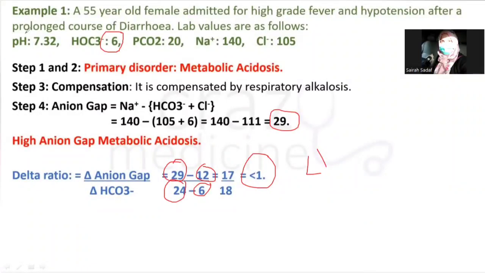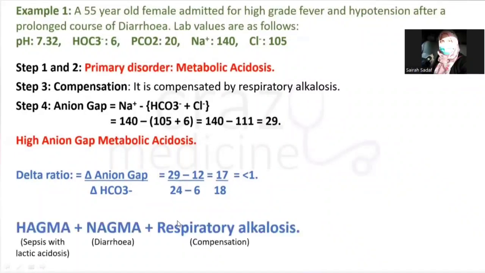HAGMA plus NAGMA. Okay, Jennifer is saying it's HAGMA plus NAGMA. Everyone is saying it's HAGMA plus NAGMA. So yes, it is HAGMA plus NAGMA, and the patient also has compensatory respiratory alkalosis. Although I'm still not in favor of respiratory alkalosis, after applying the formula, this is a compensated respiratory system here, and HAGMA plus NAGMA are true for sure. The patient is having HAGMA plus NAGMA for sure.